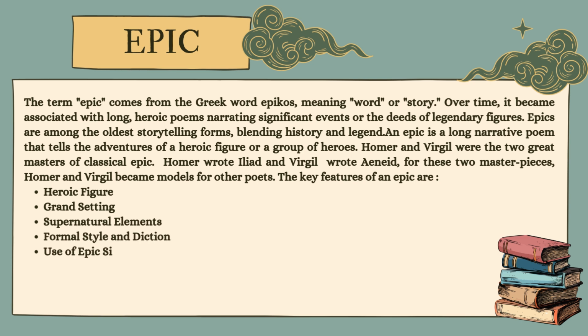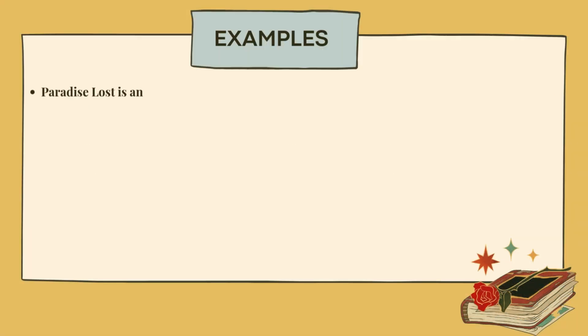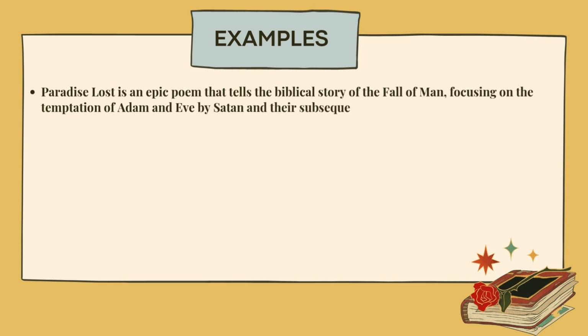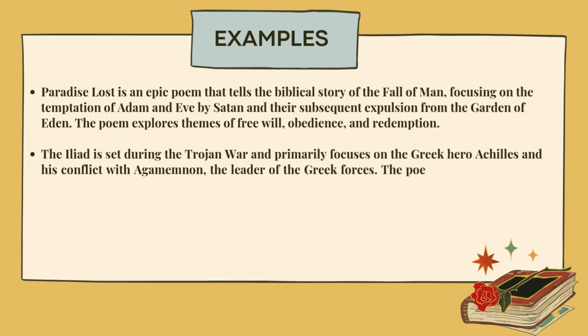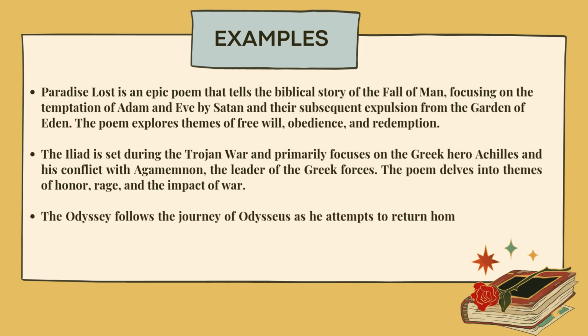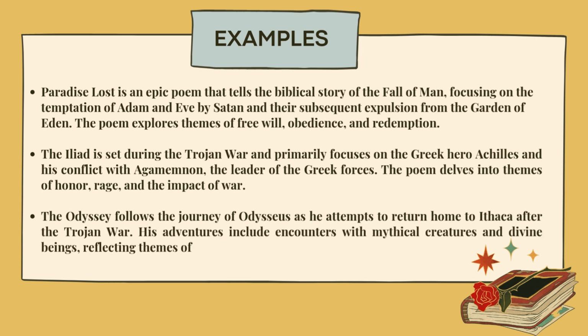diction, epic similes, invocation, and in medias res. The various examples of an epic are Paradise Lost by John Milton, which explores the fall of man and the theme of free will and redemption. The Iliad, focusing on Achilles during the Trojan War, examining honor and rage. The Odyssey, following Odysseus' journey home and the theme of loyalty and perseverance.